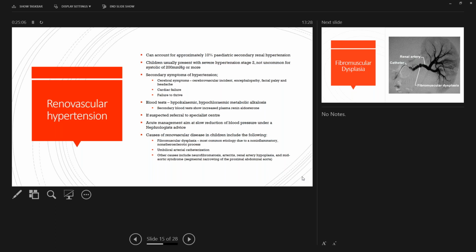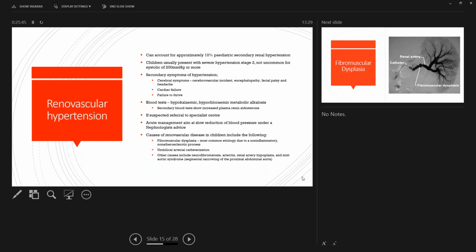Blood tests you want to carry out if you are thinking of this: you want to check their renal function. Are they hypokalemic? Are they hypochloremic? Have they got a metabolic alkalosis going on? These are three things that are very much related to renovascular hypertension. Secondary tests that you may do are plasma renin and aldosterone levels. Plasma renin is not sensitive or specific, but it is very useful in analysing degree of renovascular hypertension before we've done more invasive imaging.